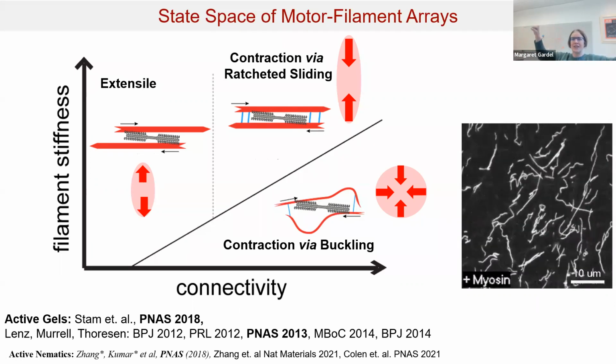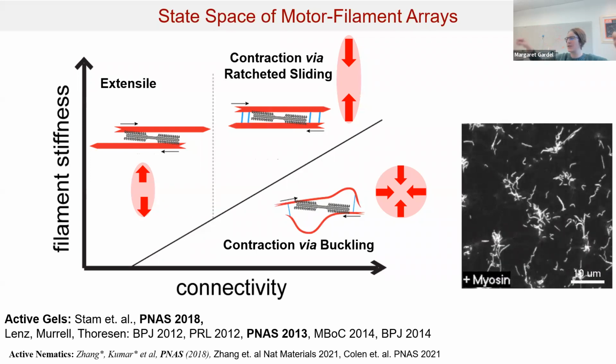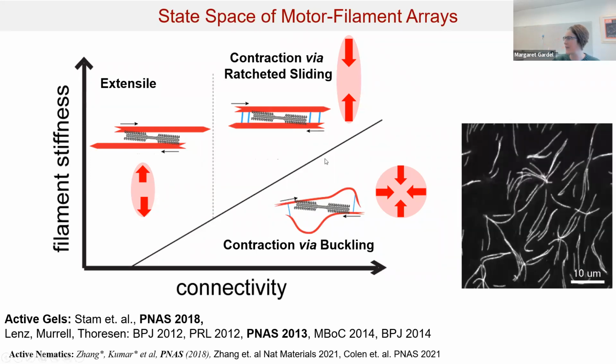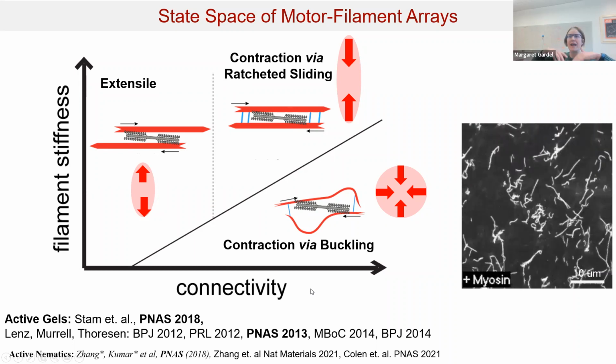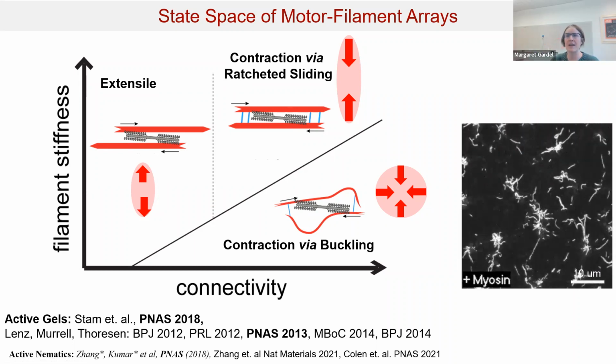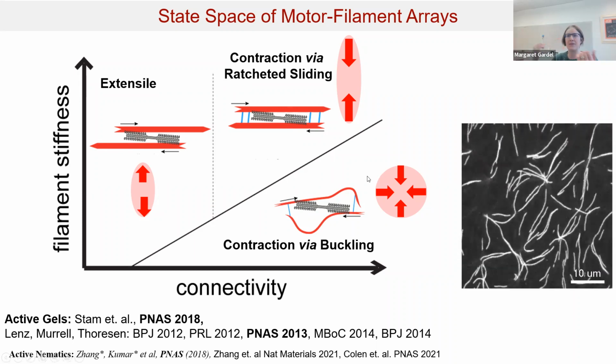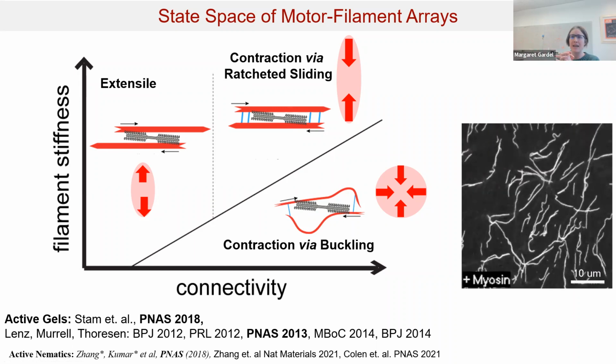When you apply tensile stress, they can withstand a lot of tensile force. So there's this whole regime where the filaments are soft, like actin filaments, and there's enough connectivity to build up compressive and extensile force that buckling just relieves any of this compressive or extensile stress, and you're left with contraction.